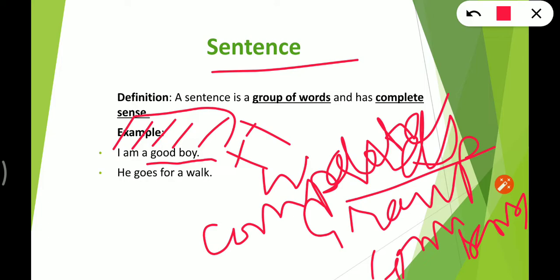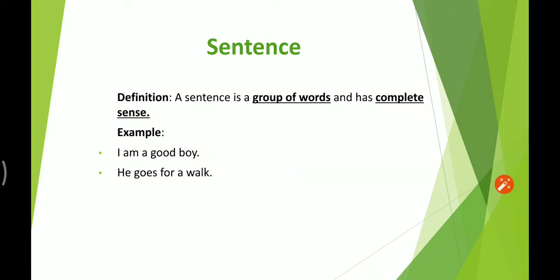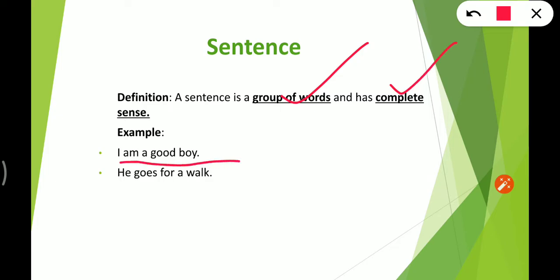So here we discussed this. Now let's see the definition. A sentence is a group of words that has complete sense, right? So here we have an example. I am a good boy. Is it a sentence? Yes, it is. Why? Because it is a group of words and it is making complete sense.